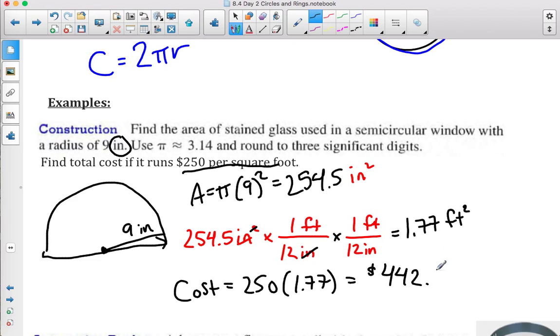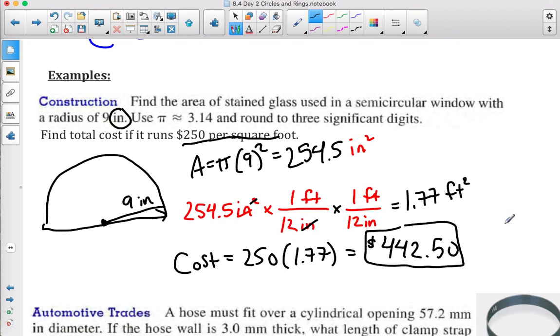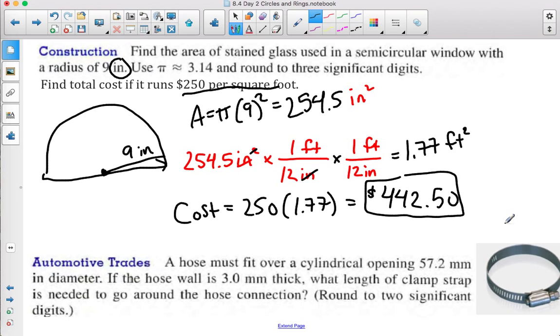So it's a good review question. It kind of ties in a lot of things. It ties in area, it ties in unit conversion from Chapter 5, and then it ties in how you calculate a cost when you know a rate, $250 per square foot.